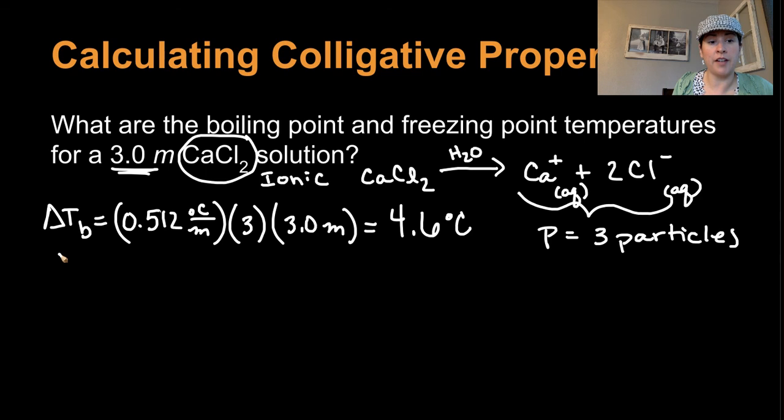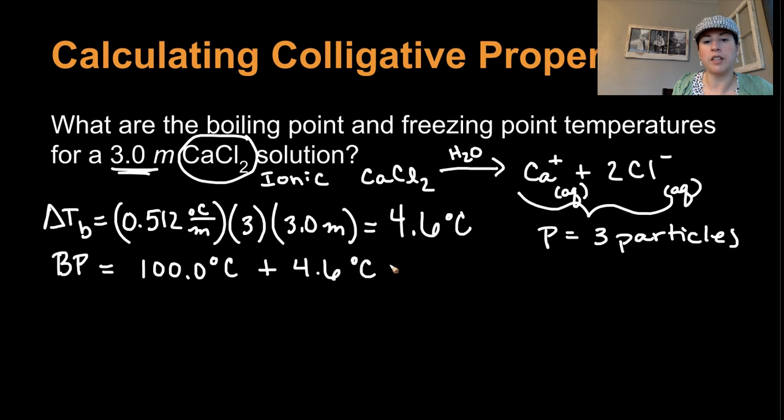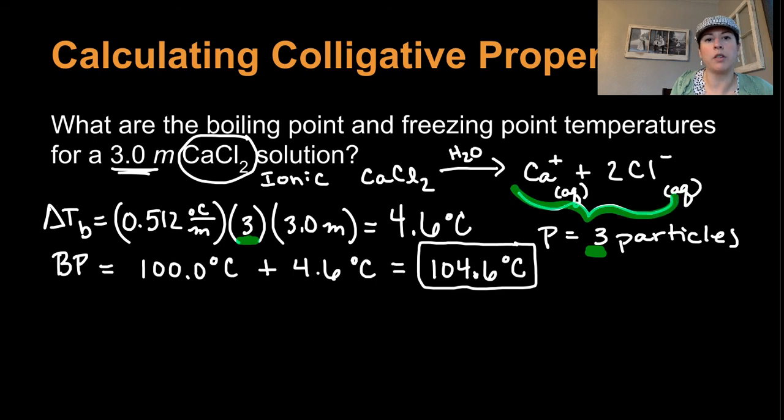Now remember, to find out our new boiling point, we are going to do 100 degrees Celsius plus our 4.6 degrees Celsius, and that gives us a new boiling point temperature of 104.6 degrees Celsius. So that's the change, and this is the new temperature there. And again, remember that this 3 came from the 3 particles that we determined that we have up here. So that's where we're getting those values.